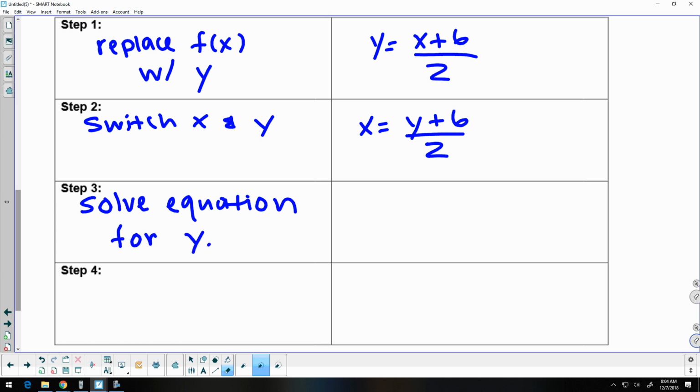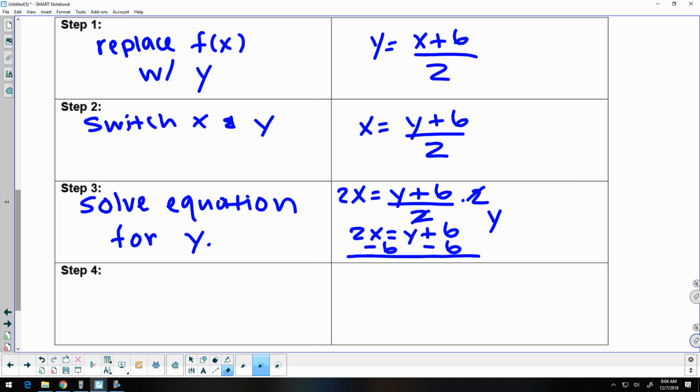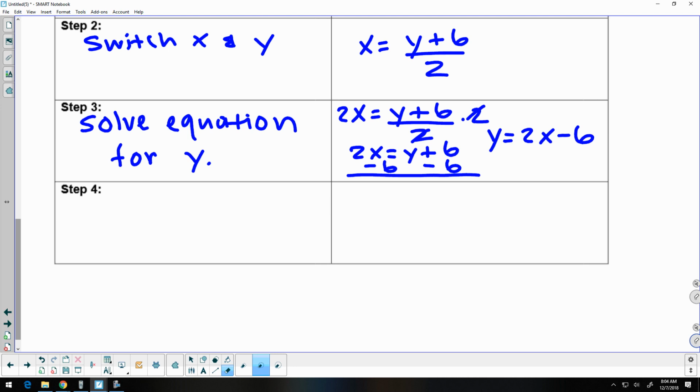Okay, so let's translate this down here. x equals y plus 6 all over 2. Now we want to solve this equation for y. So start getting y by itself. First thing I'm going to do is get rid of the 2 in the bottom. So multiplying both sides by 2, canceling that out, you'd have 2x equals y plus 6. And now get y by itself, just move the 6 away, subtract 6, so we have y is equal to 2x minus 6.